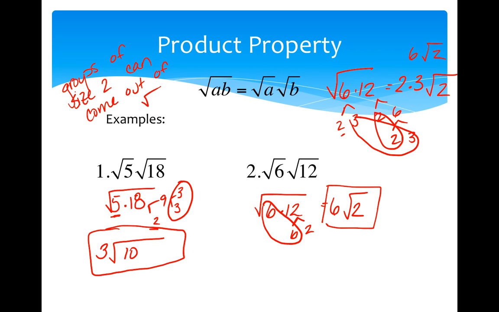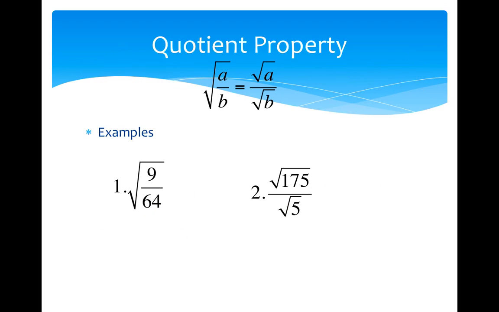You would get the same answer if you broke this 12 down into 3 and 4, because then that 4 is going to give you a pair of 2s. So just another way, again, to get the same solution. Quotient property is similar, so we can either take a fraction and pull it into two separate radicals, or we can put them together into one.